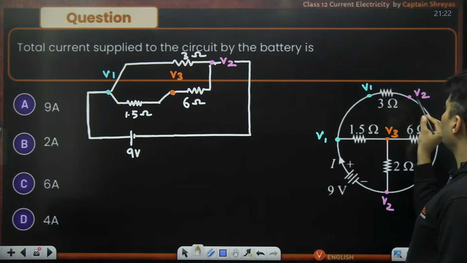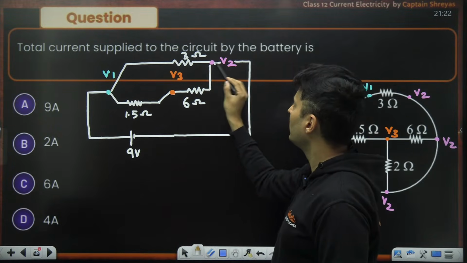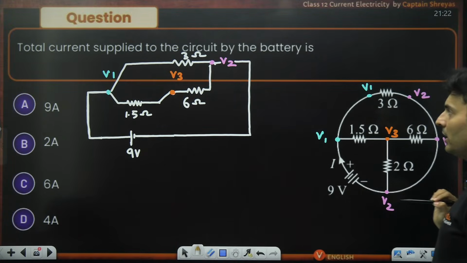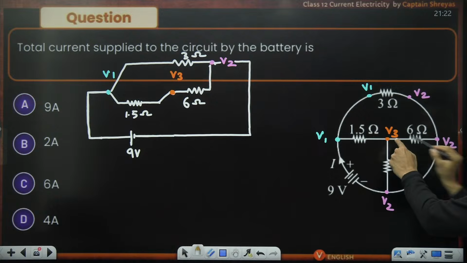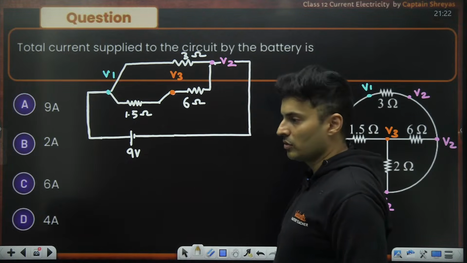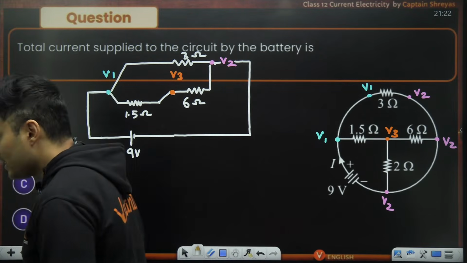V1 is connecting to V2 via 3 ohm, and V2 is indirectly connected to the negative terminal. Also between V2 and V3 there is 6 ohms. Now it is easy.